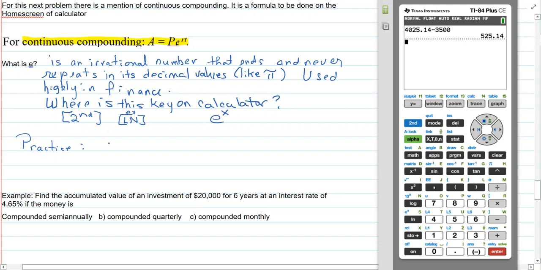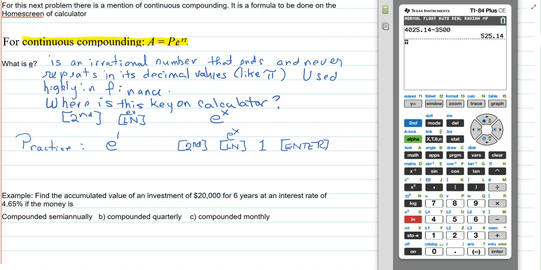So we're going to do e to the 1, what it looks like. So I'm going to hit the second key and ln, the e to the x. All right. Second ln. E, I'm going to enter the 1, enter.